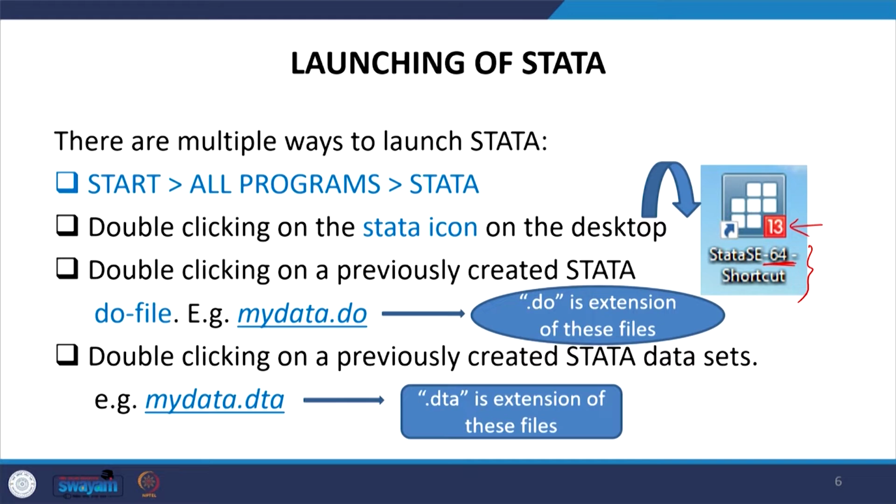Then double click on a previously created STATA do file. If you want, I will explain all those things with the explanation of the do file. The do file is saved with the extension .do. In the do file we can save all our syntax and all our operations.